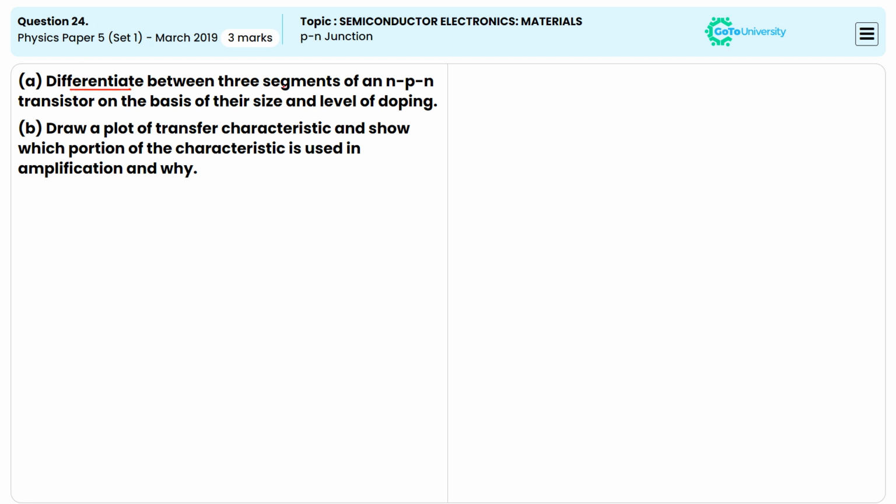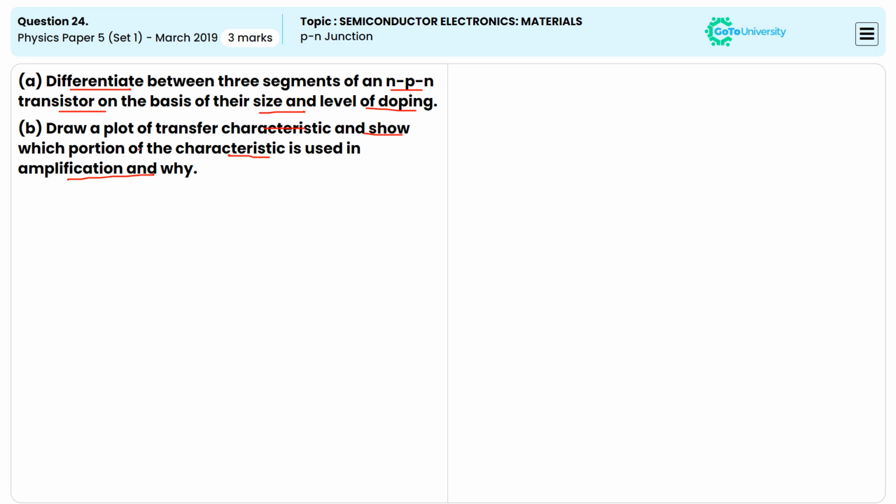Differentiate between three segments of an NPN transistor on the basis of their size and level of doping. Draw a plot of transfer characteristics and show which portion of the characteristics is used in amplification and why.